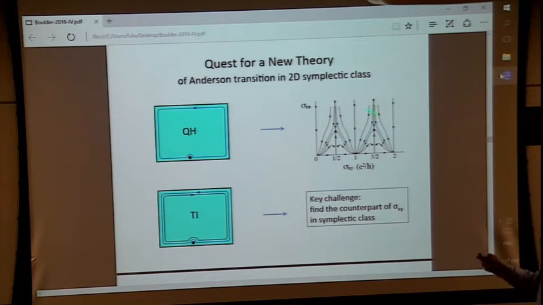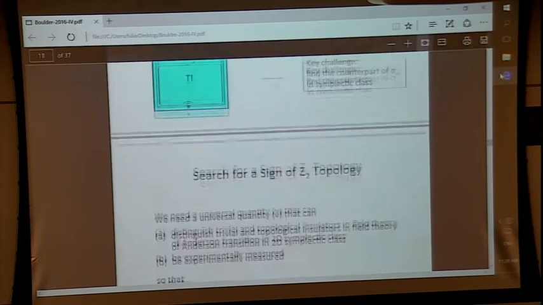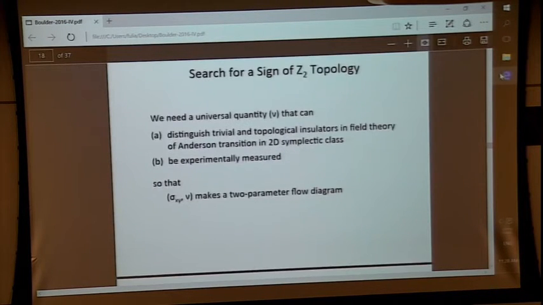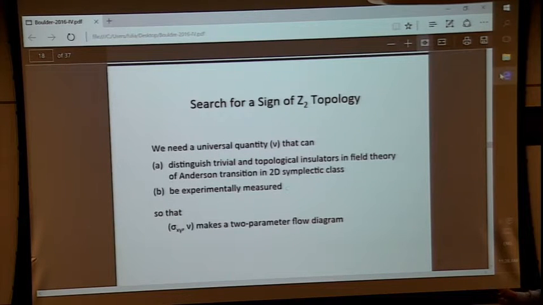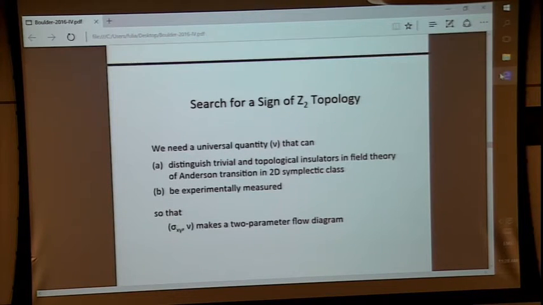In this quantum Hall class, there are 2 natural quantities, the longitudinal conductance and Hall conductance, and these are the 2 parameters. Basically, they naturally appear in the theory of localization for this class in terms of the nonlinear sigma model that I'm going to describe. But in the topological insulator class, we don't quite know what is the counterpart of sigma xy. Right? What is the second scaling variable? That has been the challenge. So now, what I'm going to describe is that we now know, at least in theory, what the second variable is.